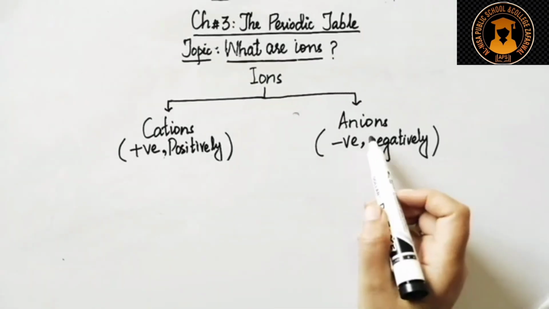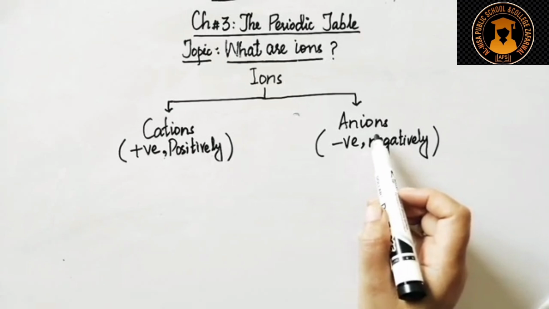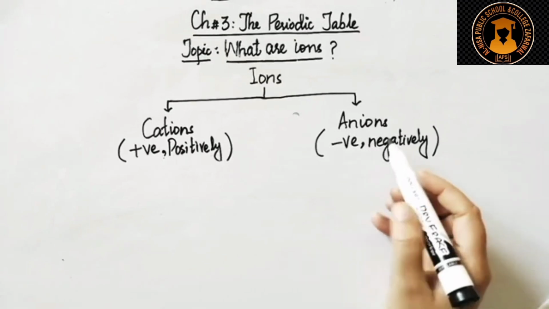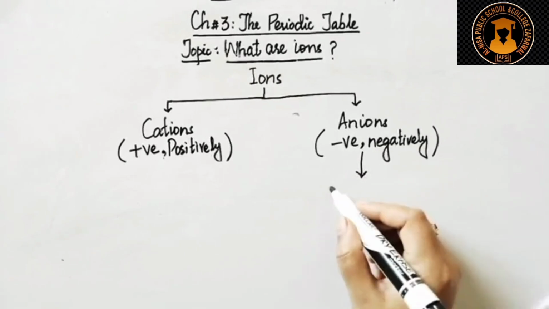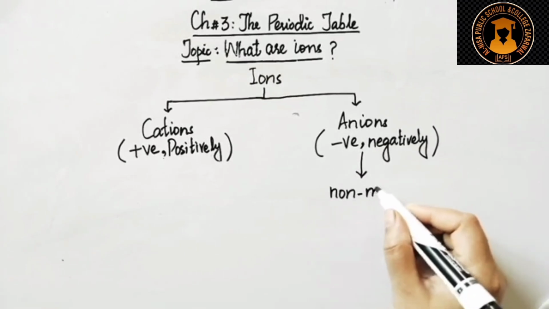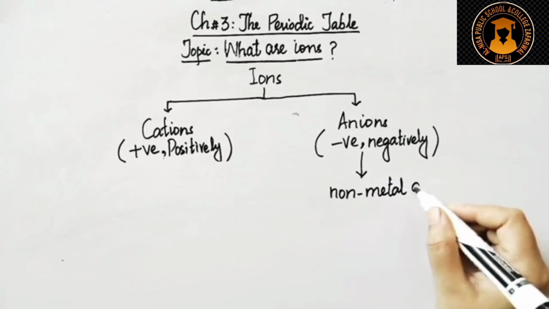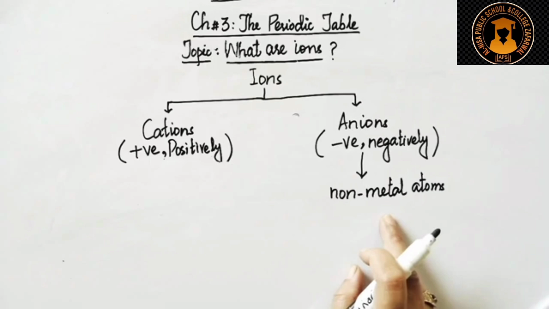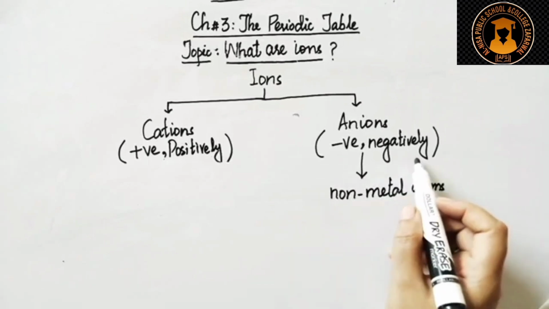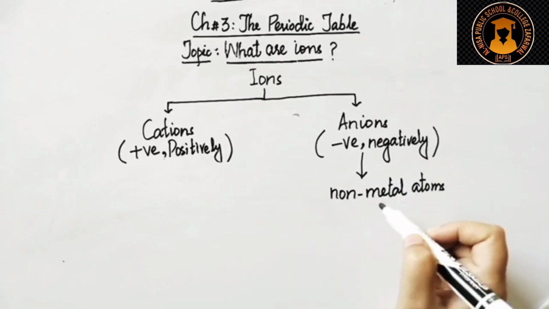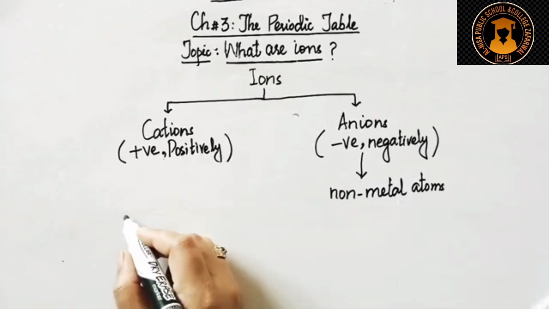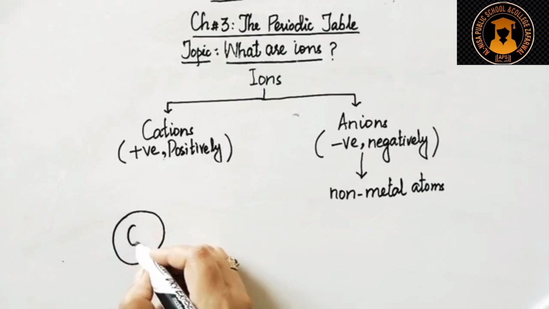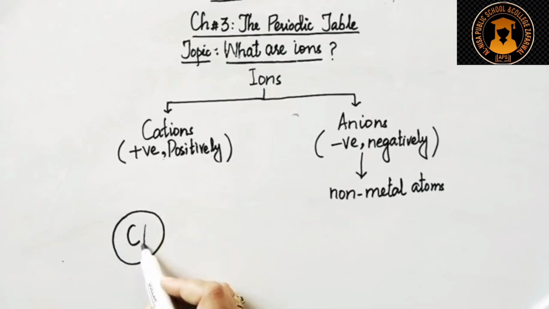In order to explain anions, the next example which will be represented here is a non-metal atom. So anions are actually formed from the non-metal atoms. How do these non-metal atoms become negatively charged anions or ions? So for this purpose, the example is the chlorine atom. The chemical symbol of chlorine is capital C and small l.